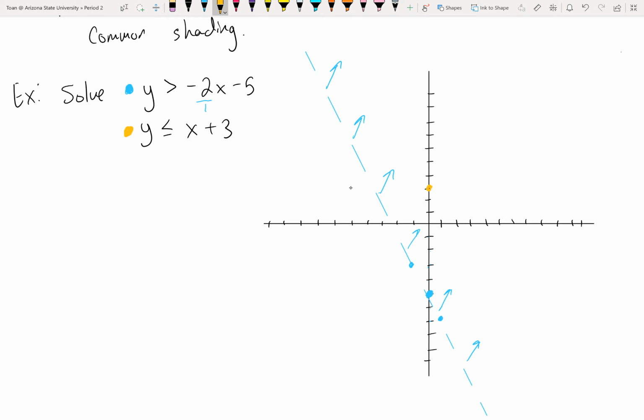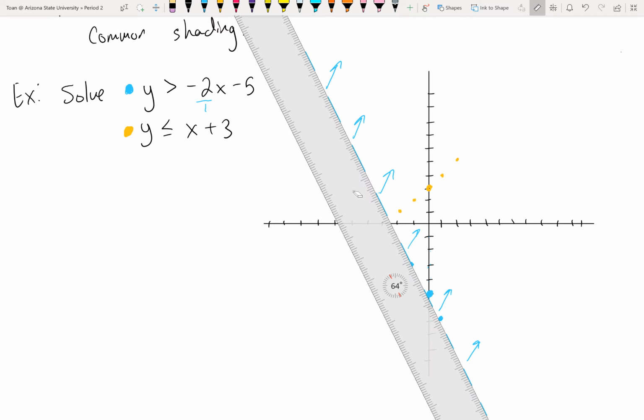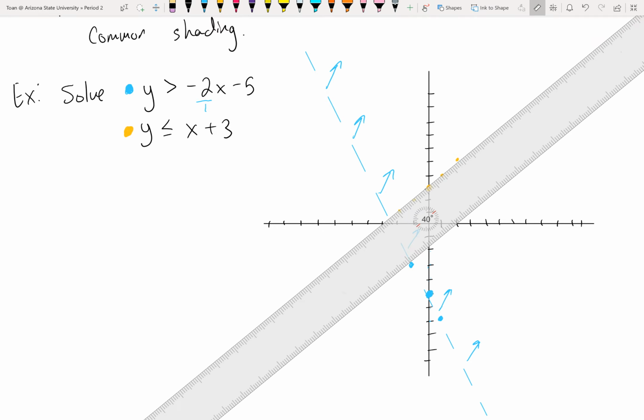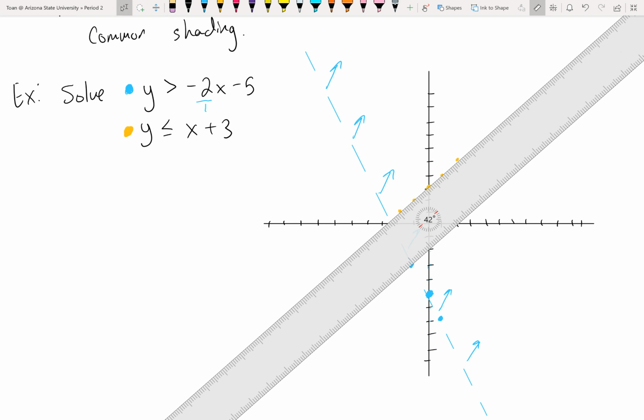And then listen to my slope. My slope is 1. So that tells you go up 1, over 1, up 1, over 1. Or if I want to go backwards, down 1, left 1, down 1, left 1. Take a look at the inequality. Since there is a line underneath it, since there is "or equal to", it will be a solid line. So I'll grab my straight edge and then just connect the dots with the solid line.